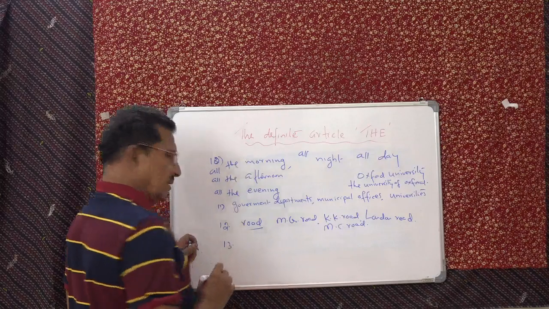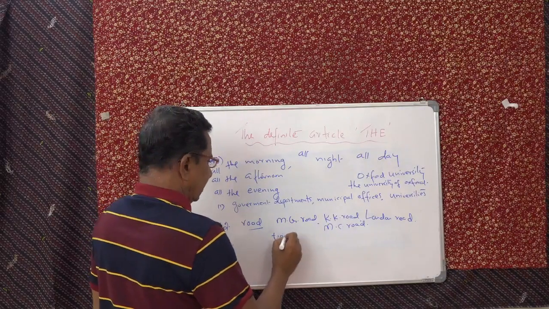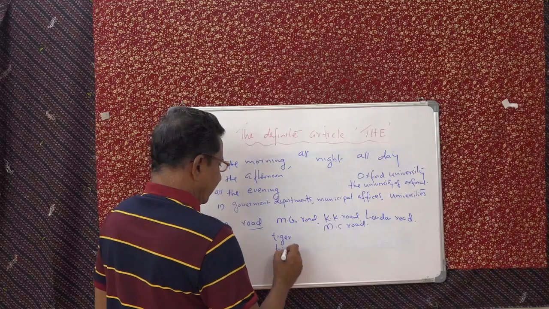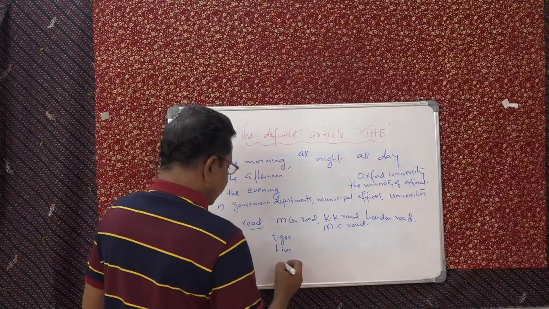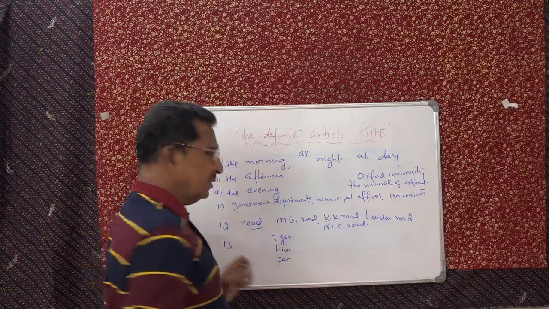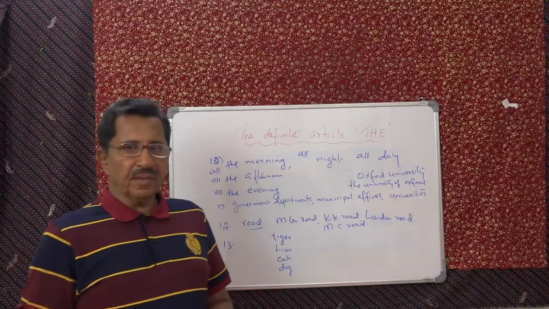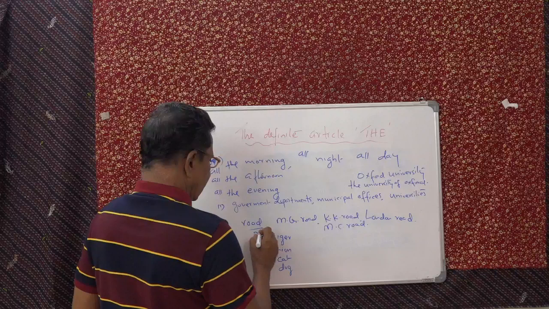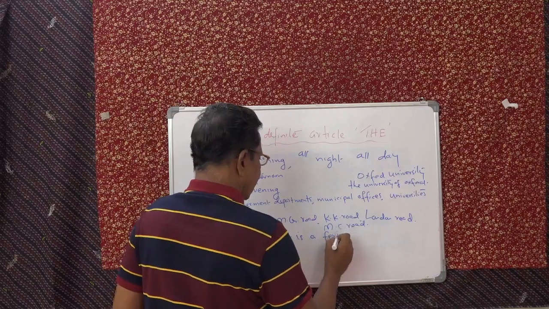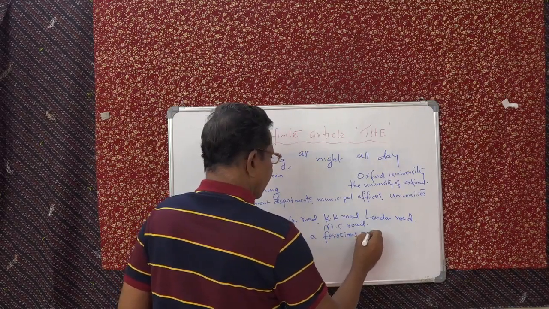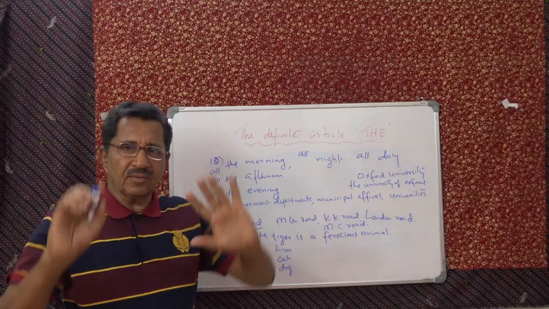Now you see, 13. Number 13. Significant? See, tiger. A singular noun. Lion. A singular noun. The tiger. The cat. A singular noun. Dog. Singular noun. Suppose you say, the tiger is a ferocious animal. That means you are speaking about all the tigers in the world.